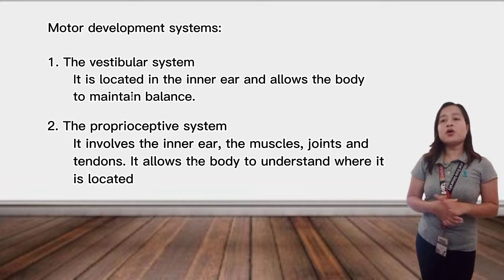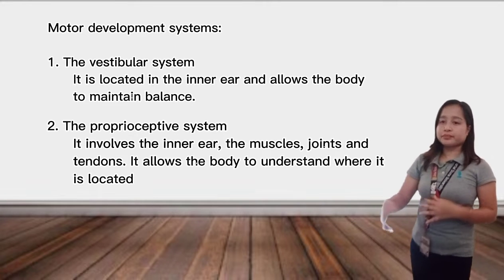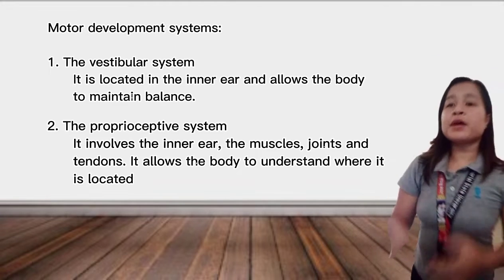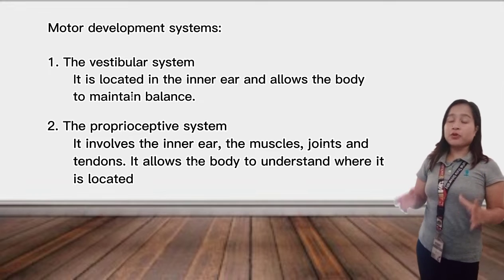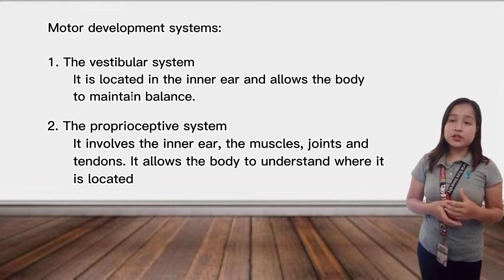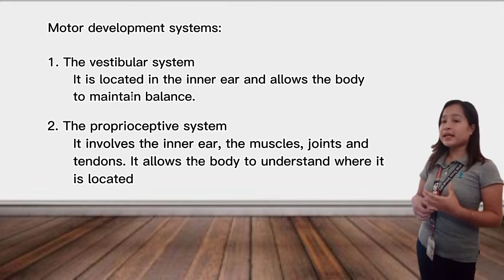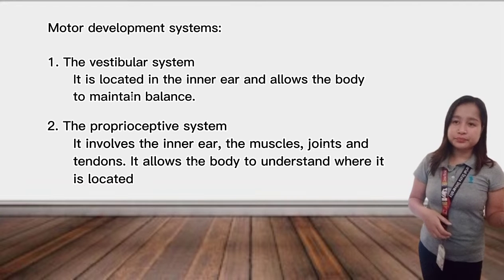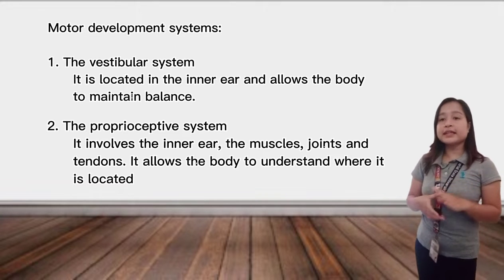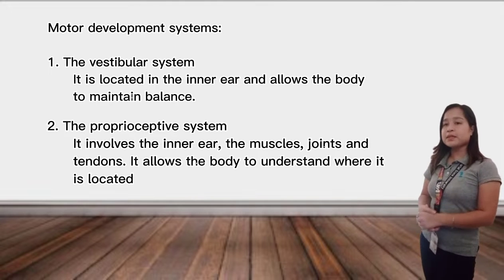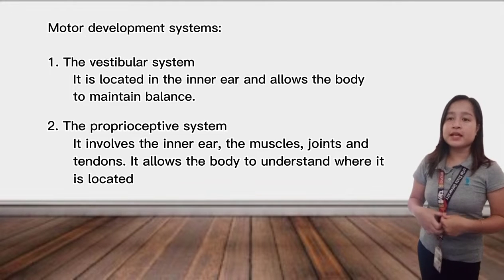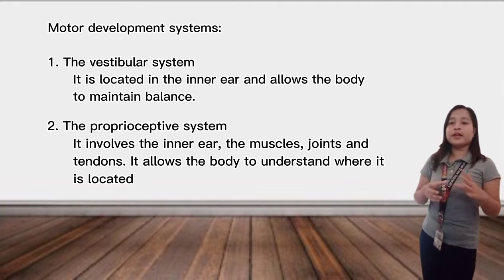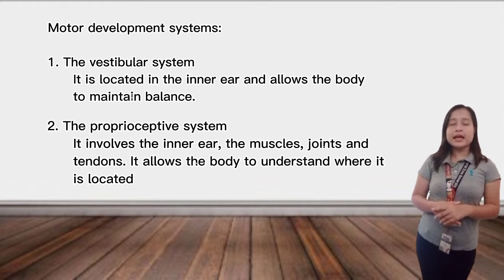Then another one is the proprioceptive system. The proprioceptive system involves the muscles, joints, and tendons. It allows the body to understand where it is located. So the proprioceptive system is located in our muscles and joints. It provides us with a sense of body awareness and detects or controls force and pressure. And it enables us to judge limb movements and positions, force, heaviness, stiffness, and viscosity. It combines with other senses to locate external objects relative to the body and contributes to body image.